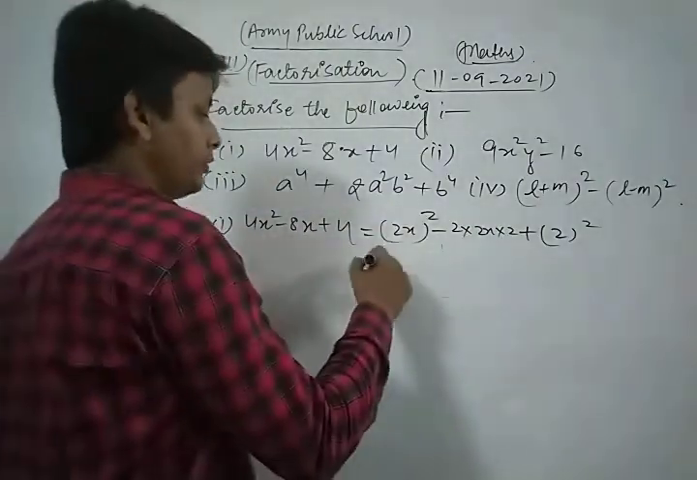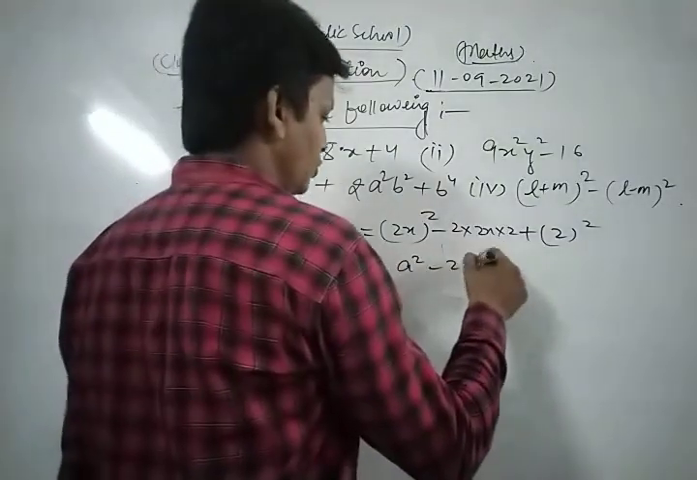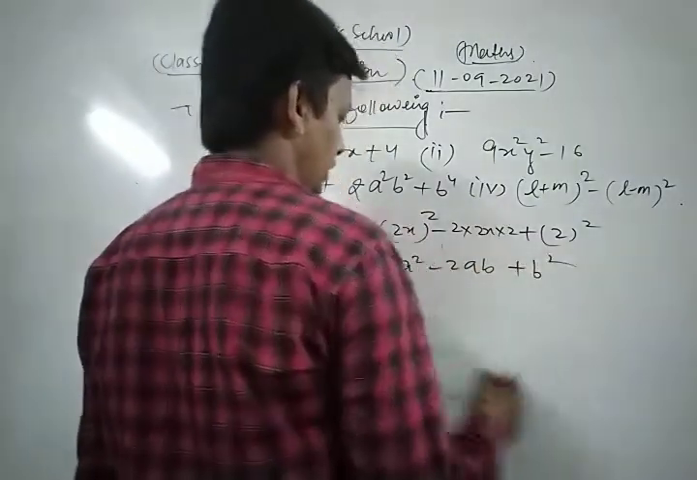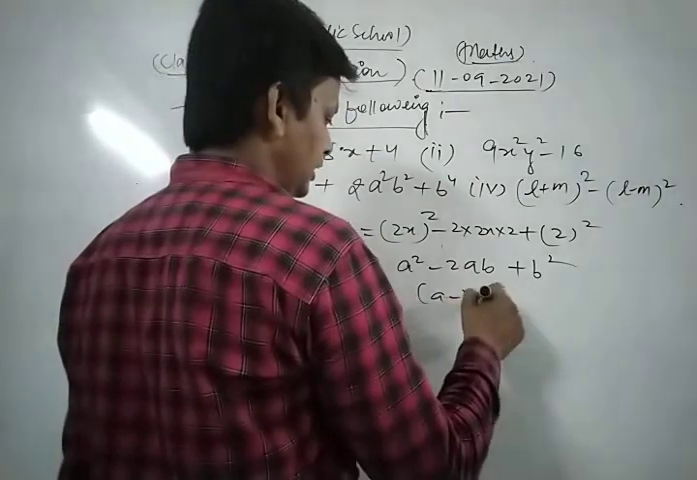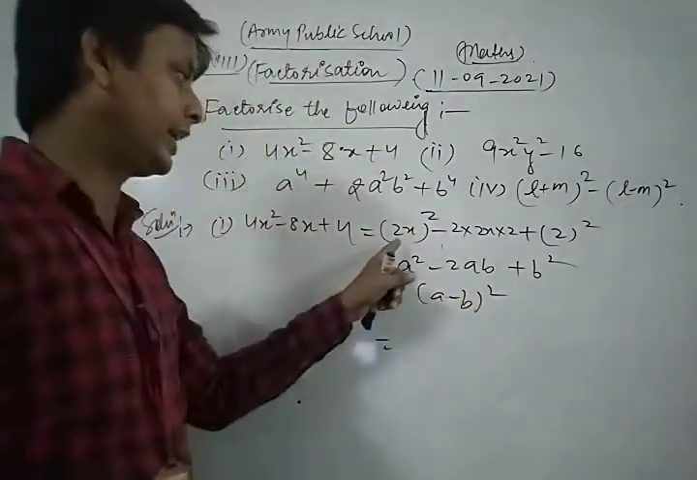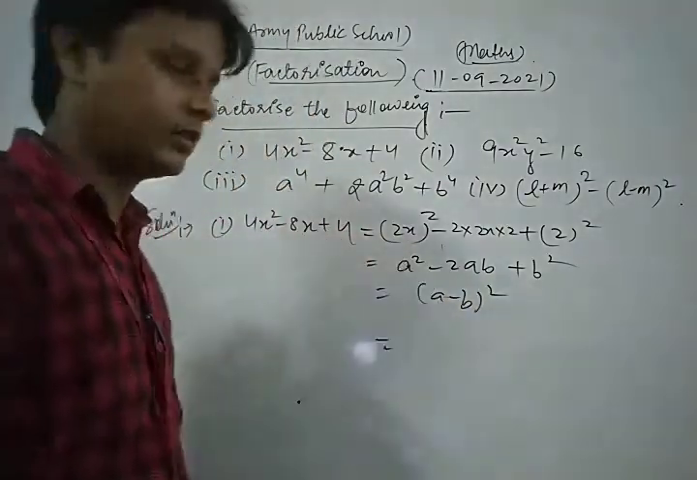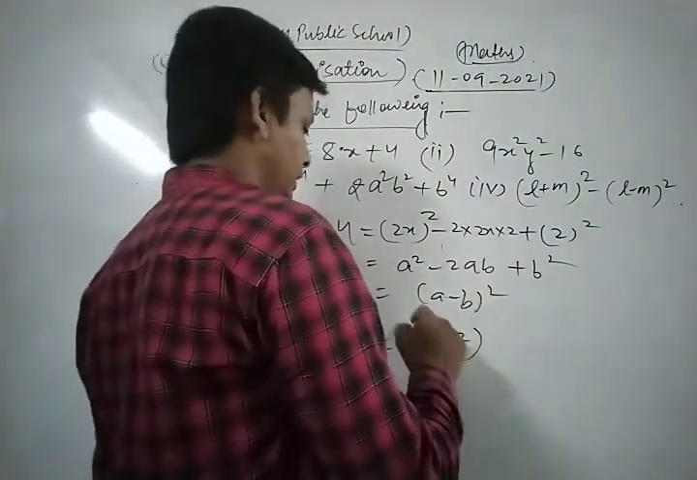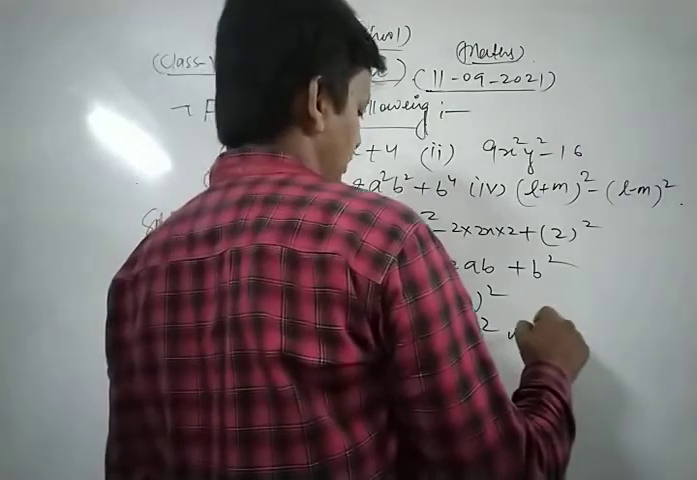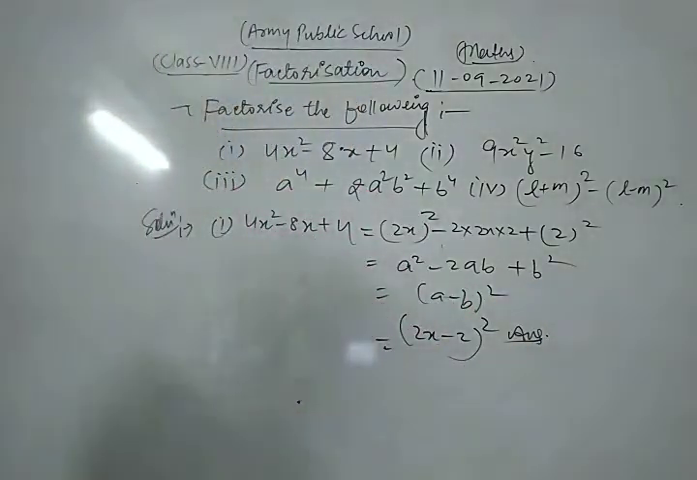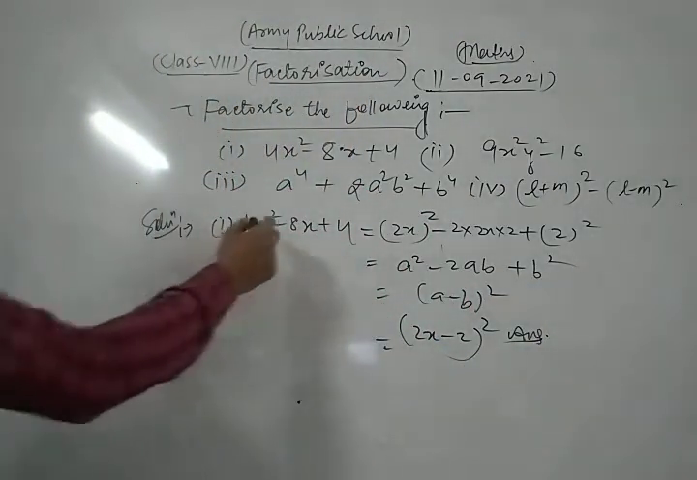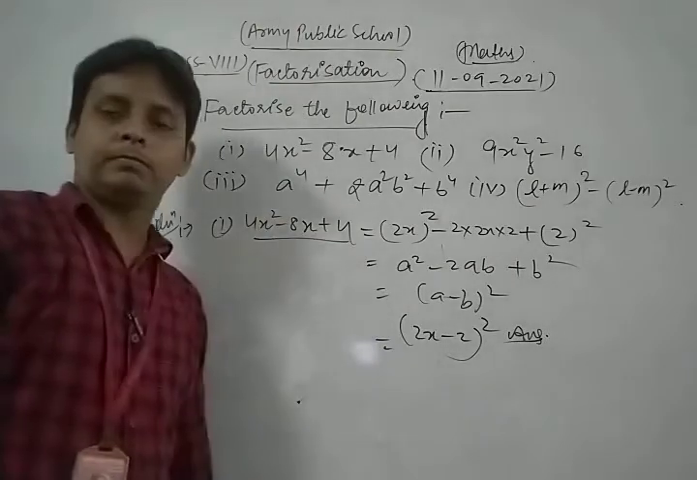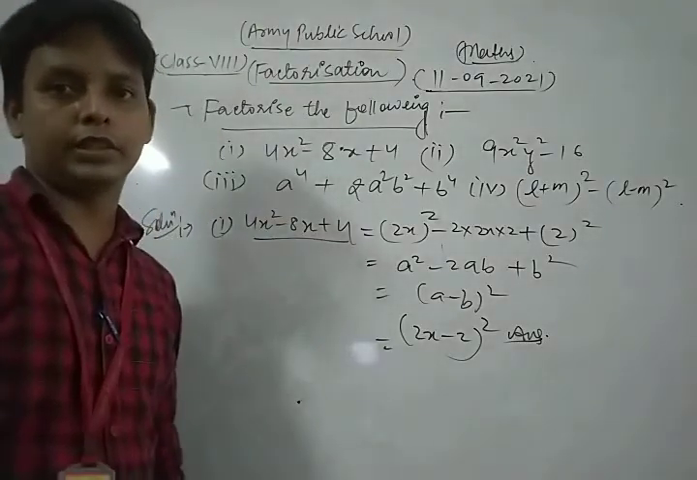Now you know that this is the form of the identity a square minus 2ab plus b square, which is equal to (a minus b) whole square. So now here a is 2x and b is 2, so (2x minus 2) whole square. This is the required solution of the first part of the question. So in this way you can solve each and every question.